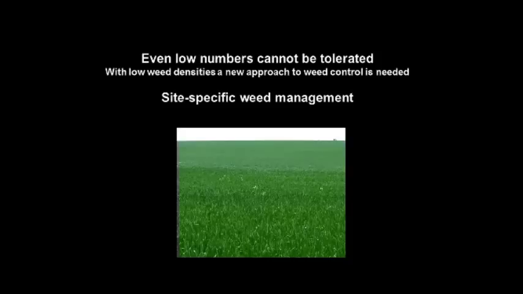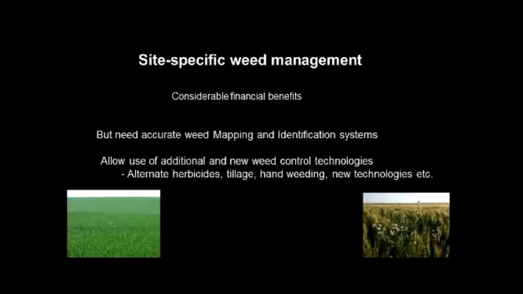And that means you have to start thinking about site-specific weed management. So low numbers are not enough. They cannot be tolerated in a paddock. So in this instance, we've got wild radish plants scattered across the landscape, maybe 1 plant per 10 square metres or less. We still need to come up with systems that can allow us to target those populations. And the beauty of site-specific weed management is that we can actually introduce new weed control strategies to target those individuals. The benefits are considerable.